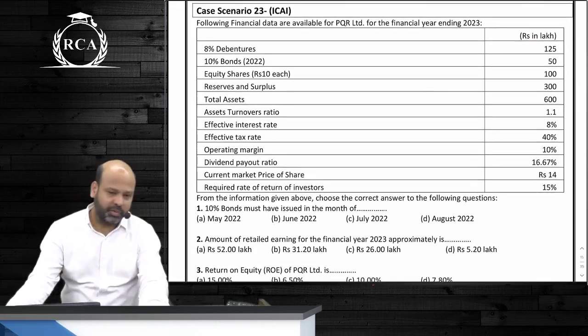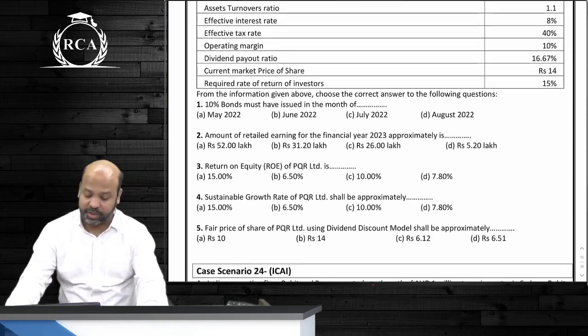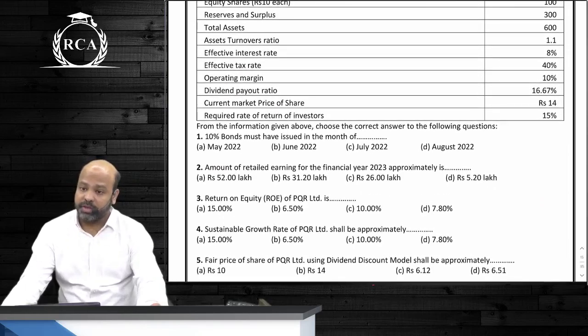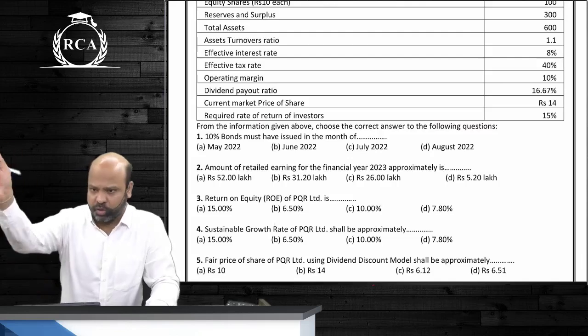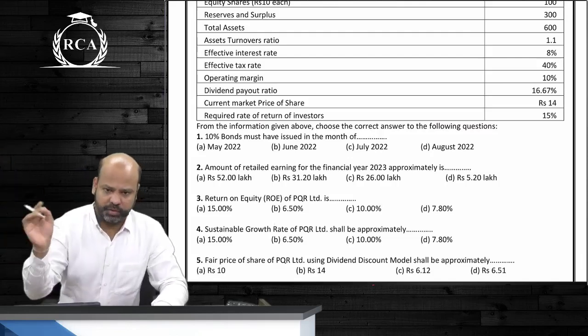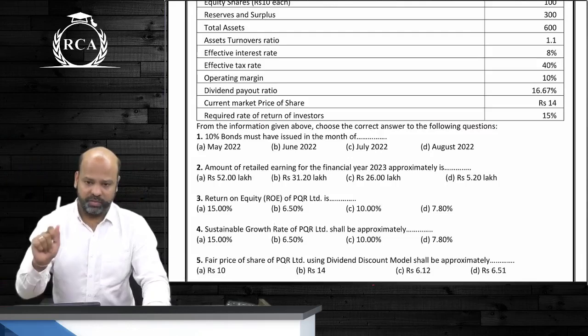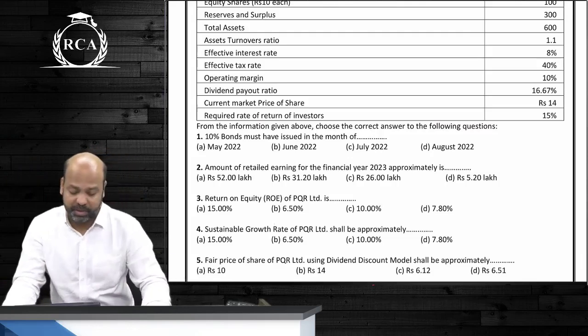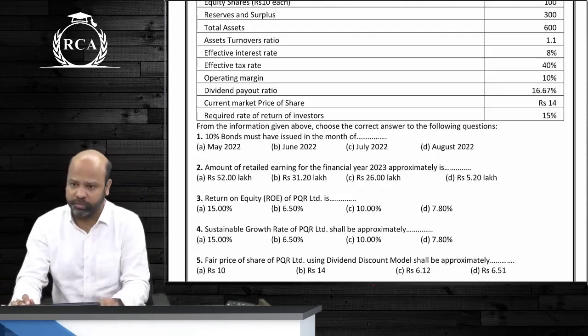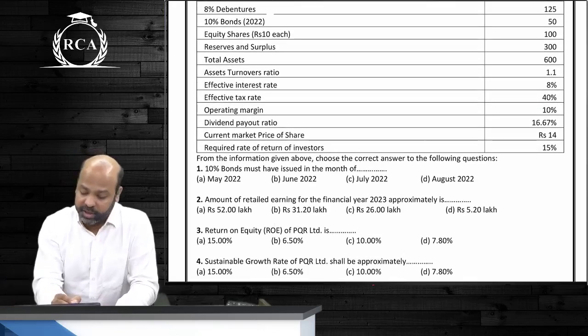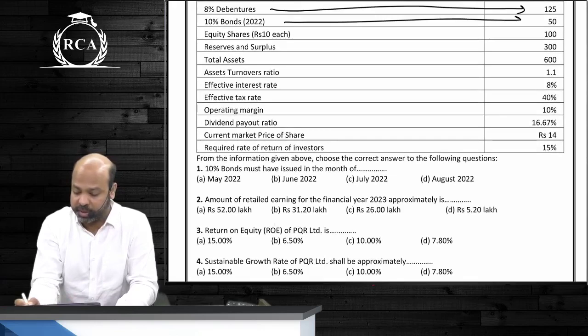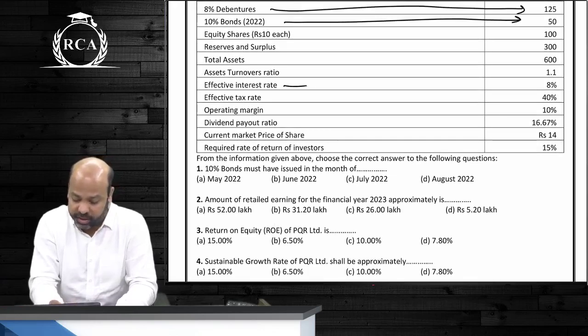This question we did in equity share valuation, the exact same question. Nothing different, but I will still do the first bit. The first bit is different. It says when 10% bonds must have been issued. Whenever you go through the notes, you will be able to get the answers. Don't worry, the numericals are also the same. Only the first bit is slightly different. For this, what is relevant is 8% debentures, 10% bonds, and the effective interest rate.